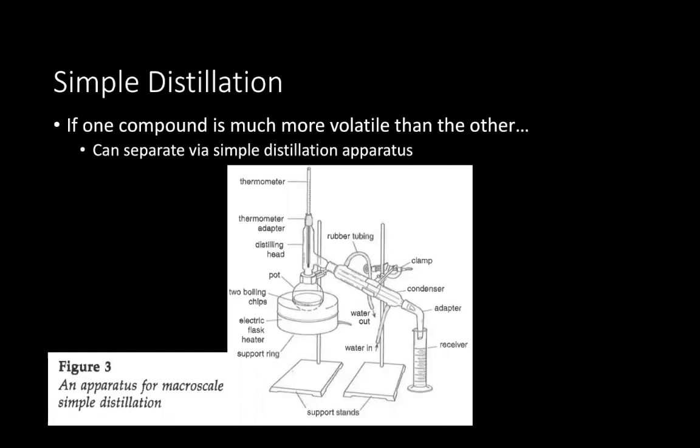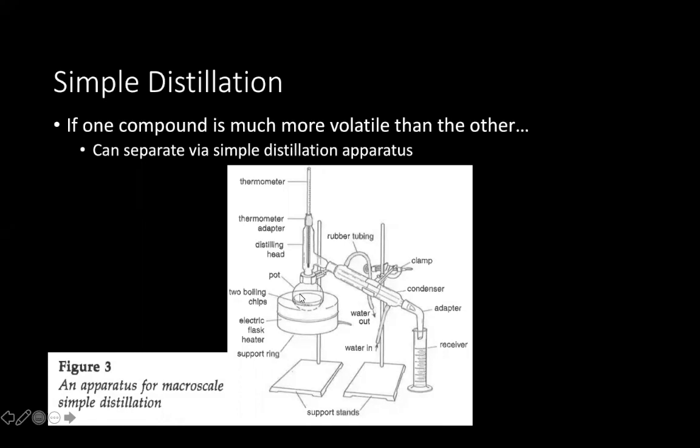You're doing two different techniques, two different distillations. One is simple distillation. All of ours are in macro scale, so that's the illustrations that you see from your lab book. Simple distillation is appropriate to use if your compounds have a very large difference in their boiling points. So if one compound is much more volatile than the other. You'll see the simple distillation setup here.